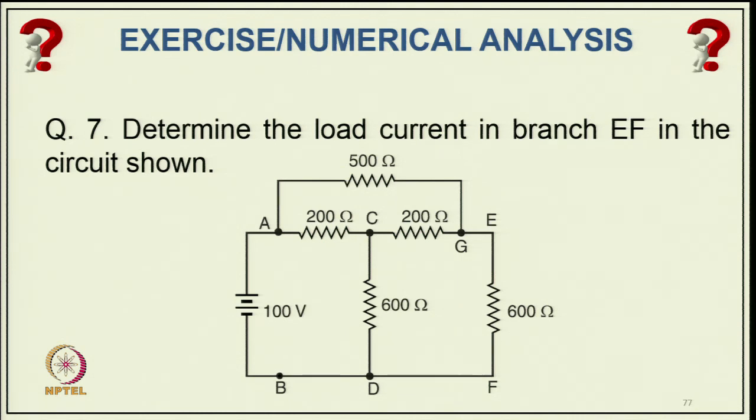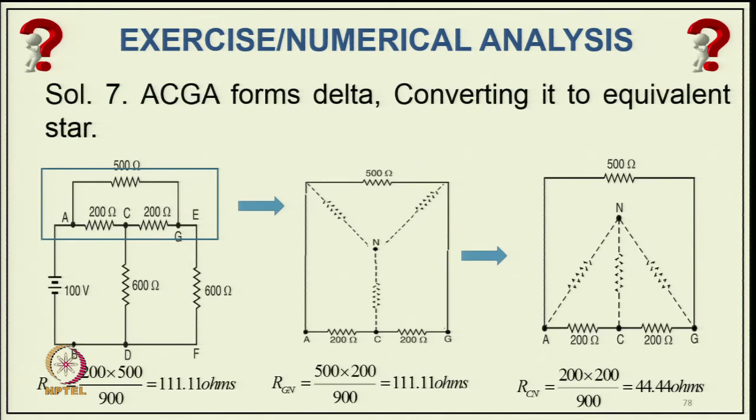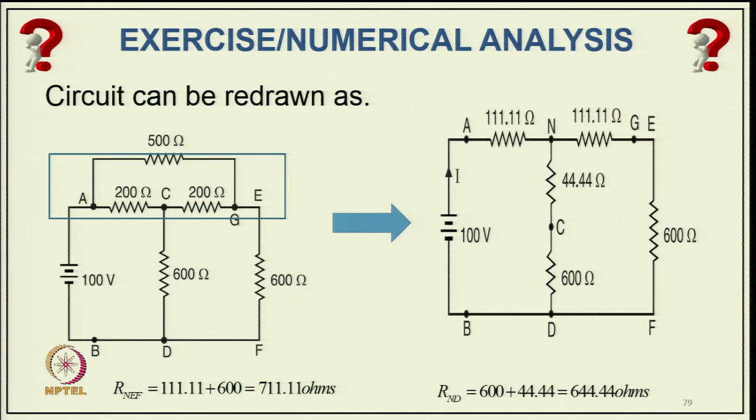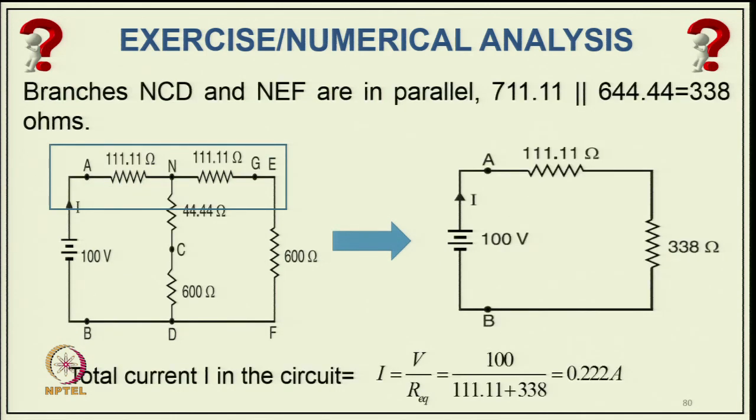Now, coming to question number 7, determine the load current in the branch EF in the circuit shown here. So, we have to convert the entire network so that the source is connected directly, feeding the current to the network. Initially this delta connection we can convert to an equivalent star and find its values, and this network now becomes equivalent to this network, where you have two resistances coming in series. Once it comes in series, the network becomes quite simplified, again equivalent to this, from which you can find the total current, which is the same current going into this network.